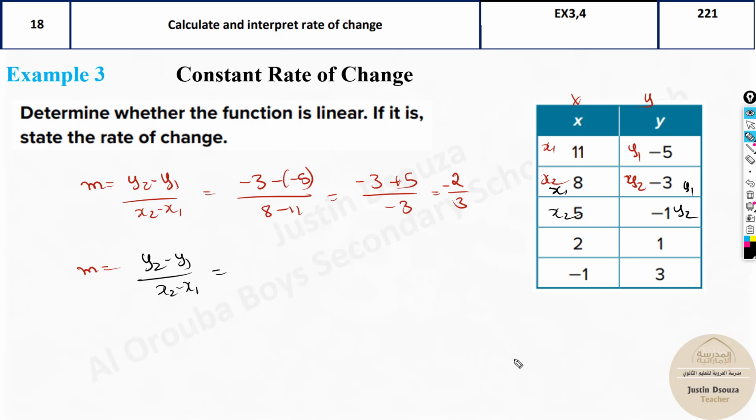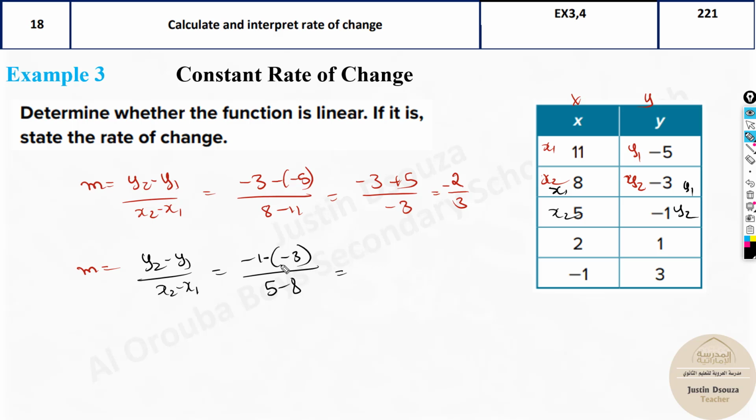Now this is the writing method. That's why I'm doing this. I'll tell you another shortcut method to just check this, but that is just to check the answer. Writing is very important as well. Write the formula and substitute the values. Minus 1 minus 3 divided by 5 minus 8.